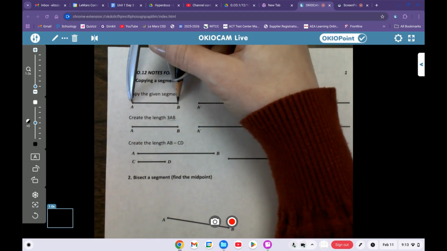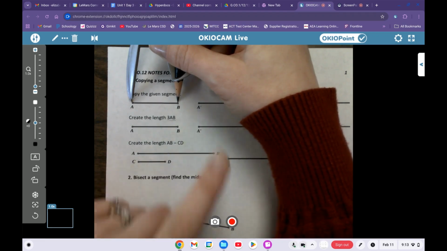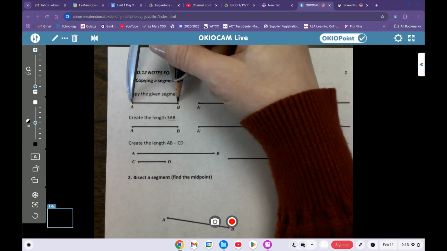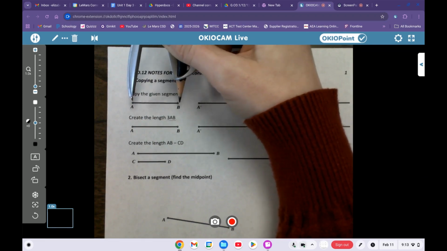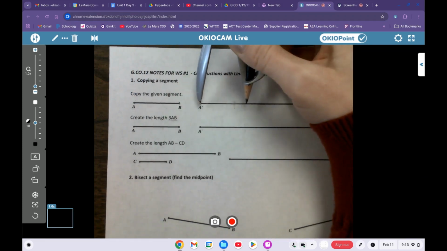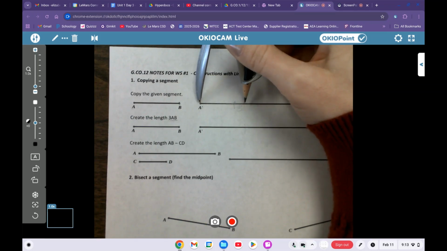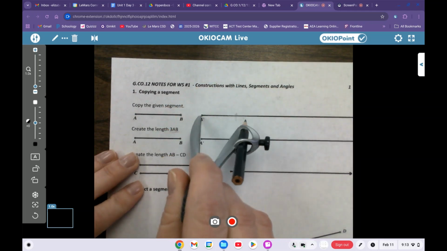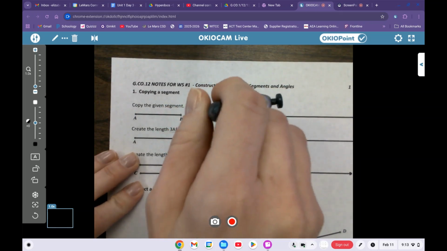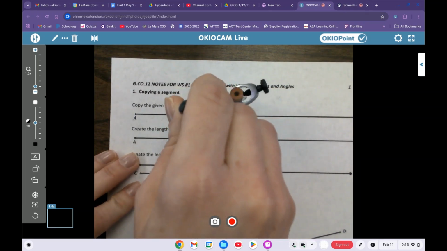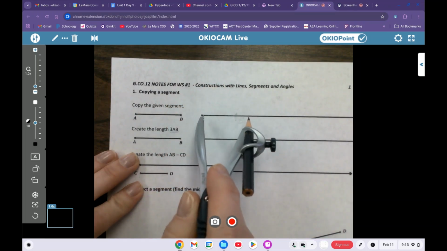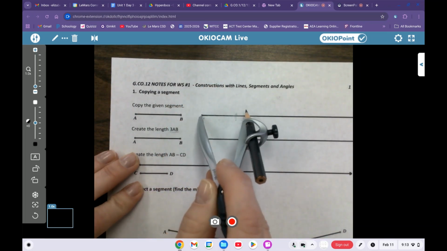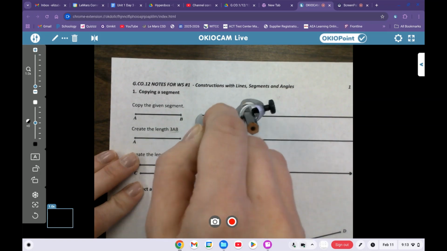And then what do you think I should do to get this same segment over here on this line? Yeah, you just got to pick it up. Don't mess with the setting. You just move it over, put your pointer here on A, and then we're going to make a mark. Now, when you're working with a compass, sometimes they can be a little finicky. Sometimes they don't work so great when you're holding it upright like this, so sometimes it helps to hold your compass at an angle. So if I put my pointer here and then move my pencil.